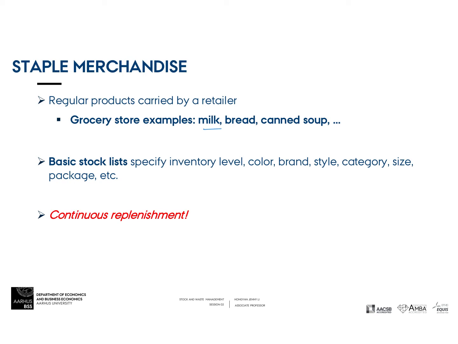So here we're talking about dairy products, bakery products, or canned foods. Of course, there are also non-food items, like toilet products and so on. And then here you can apply a basic stock policy. Basic stock lists specify the inventory level, the color, brand, style, category, size, package, and so on. So this actually tells the exact SKU level policies. And then normally you can do a continuous replenishment.